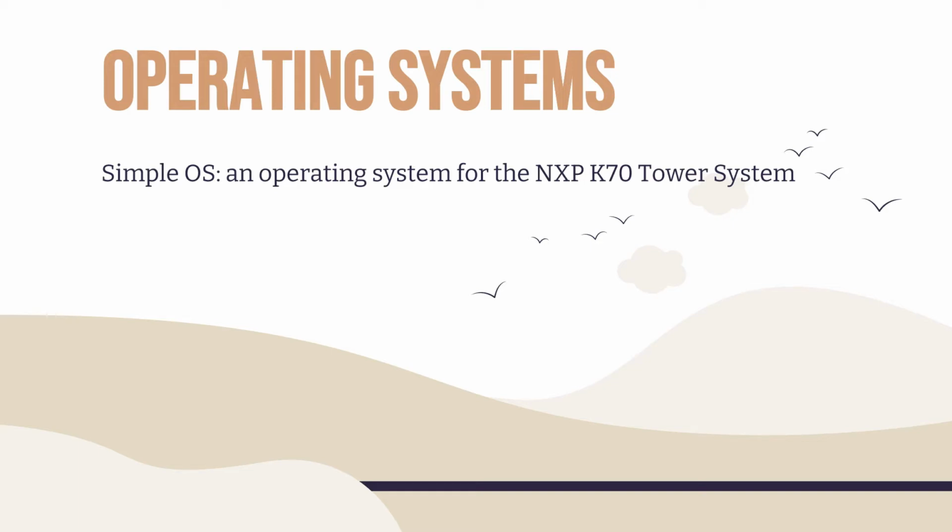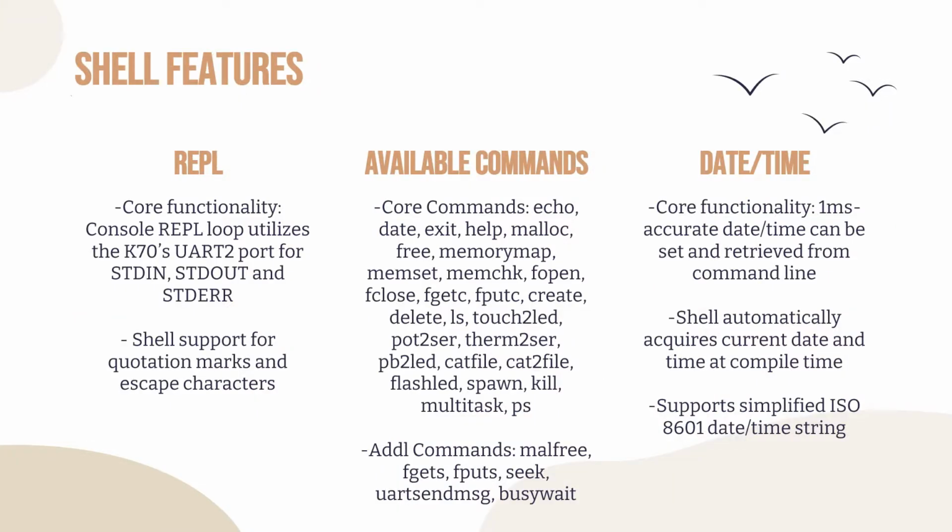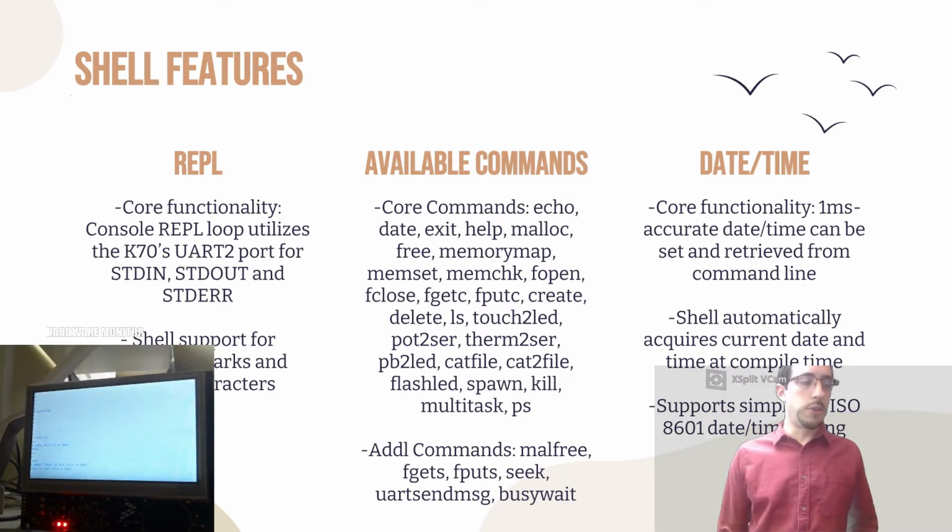I'm making this video essentially to take you on a little mini tour of the operating system that I've developed over the past few months and show you some of the features and some of the basic functionality. So the core functionality of the shell is a read, evaluate, print loop. It's utilizing the UART2 serial port from the K70 to get and send its data. And it has support for standard in, standard out, and standard error.